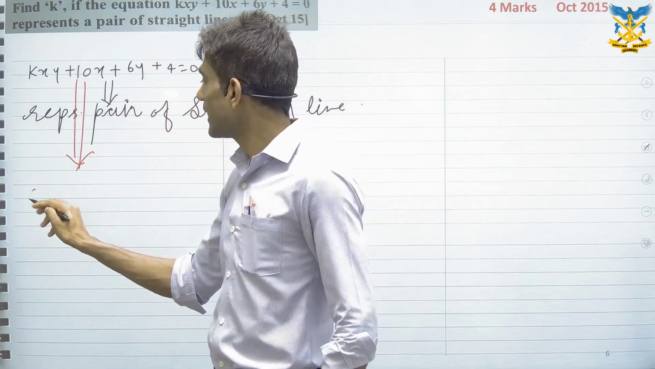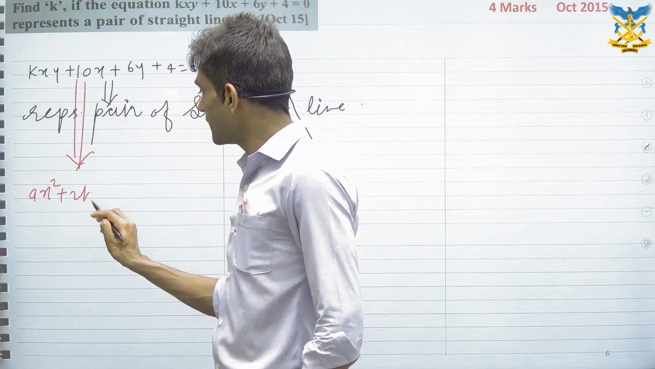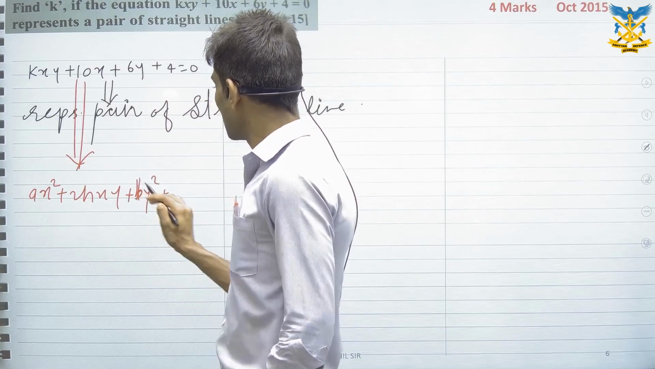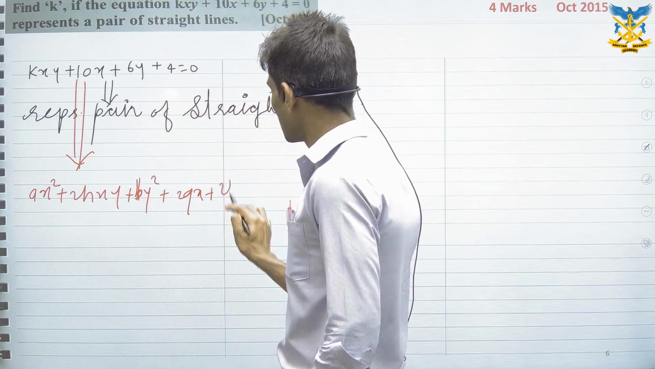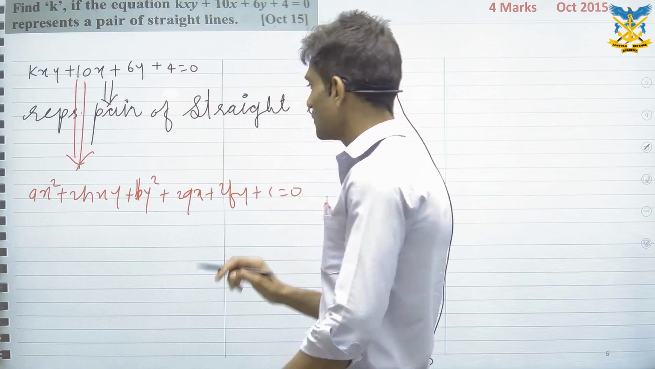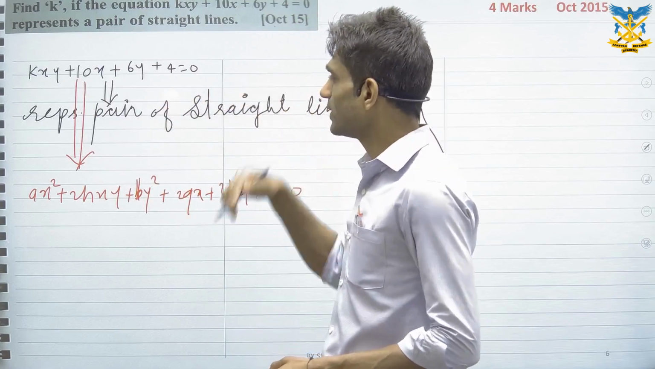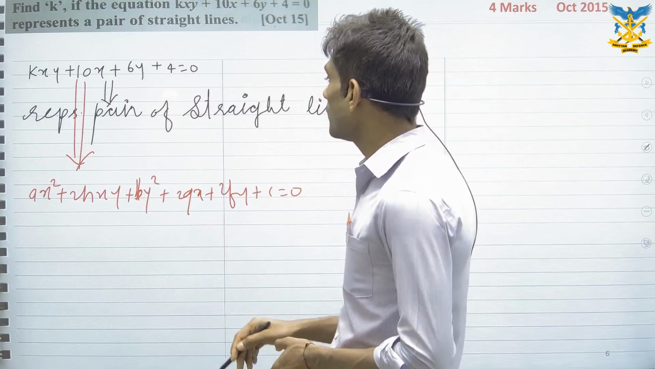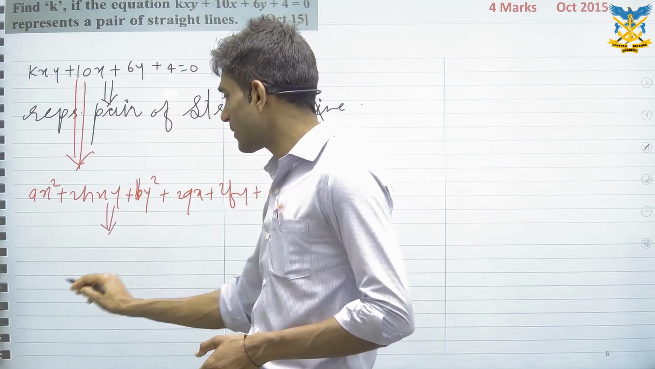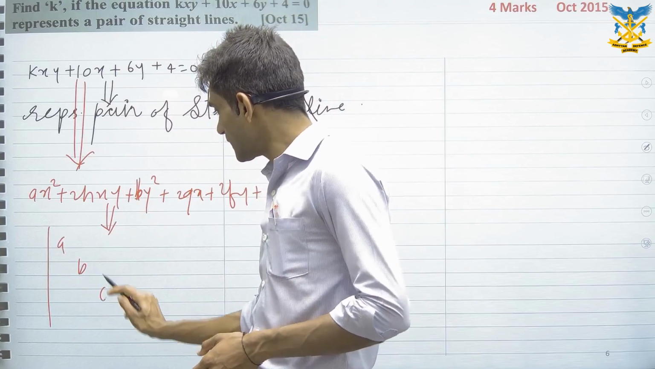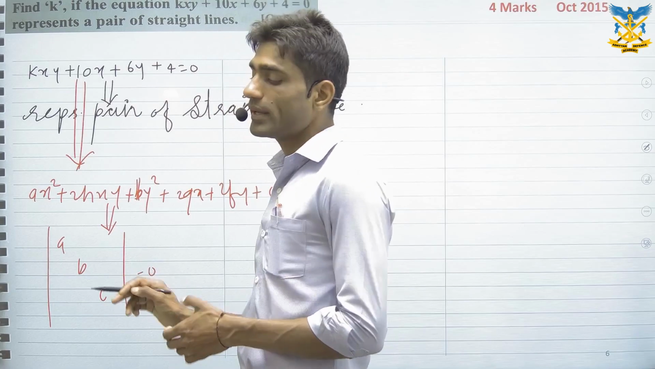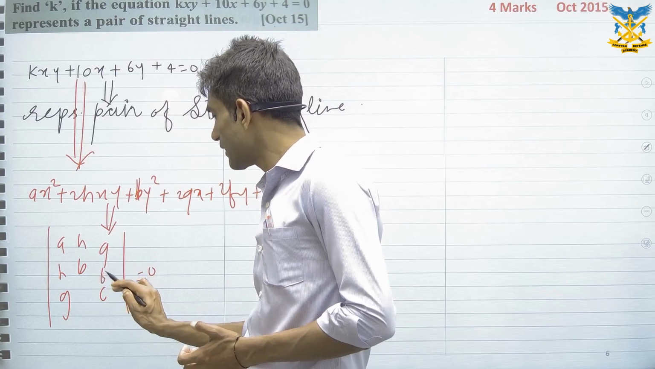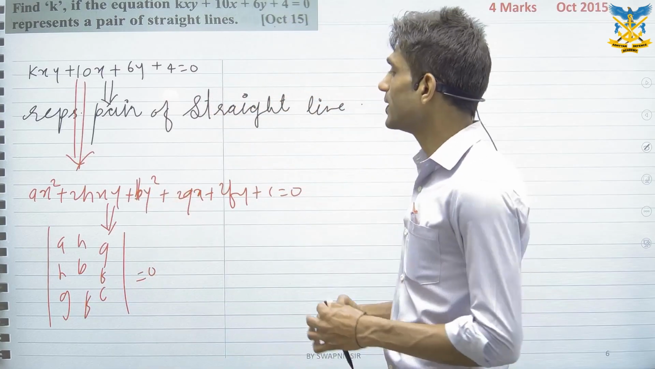Okay, so this is ax² + 2hxy + by² + 2gx + 2fy + c = 0. Compare these two equations and you will get the required values for a, b, c. Then at the end, you have to put these values in the determinant [a h g; h b f; g f c], and that determinant needs to be 0. So it will be h, again g, again f. Put all these values here and you will get the required answer.